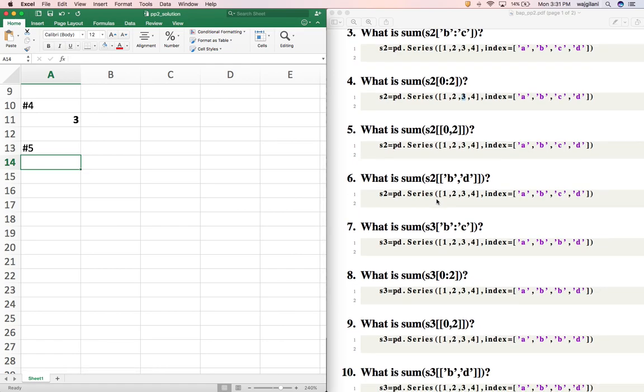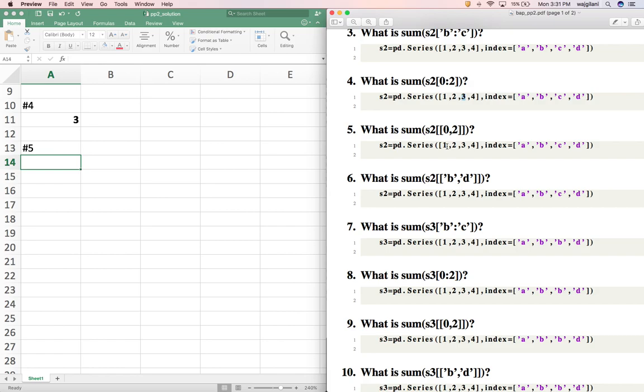All right, number 5, we're using the same series as in 3 and 4, but now look what I'm doing. Now I'm using the double bracket comma slicing methodology. And now I'm saying, give me the first value, 0 pertains to this first value, and give me the third value, and 2 pertains to the third value. And if you remember, again, it goes back to positions.